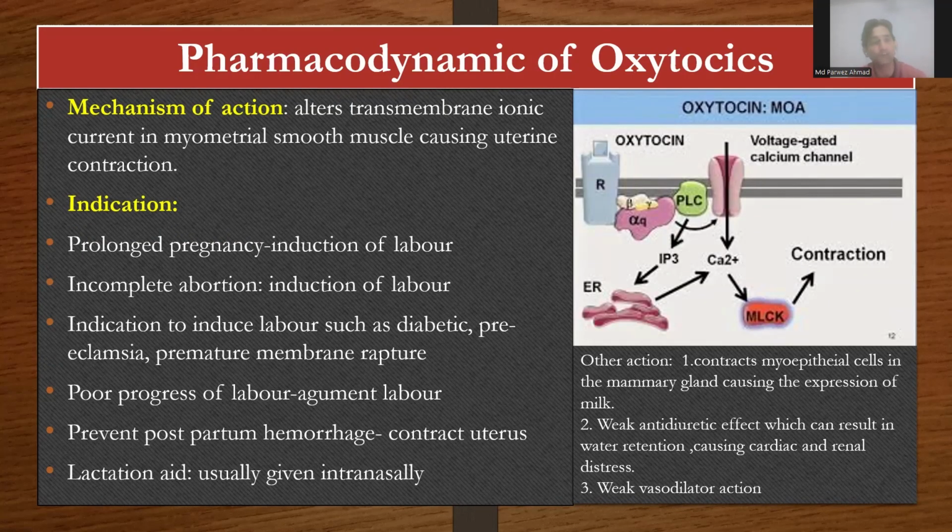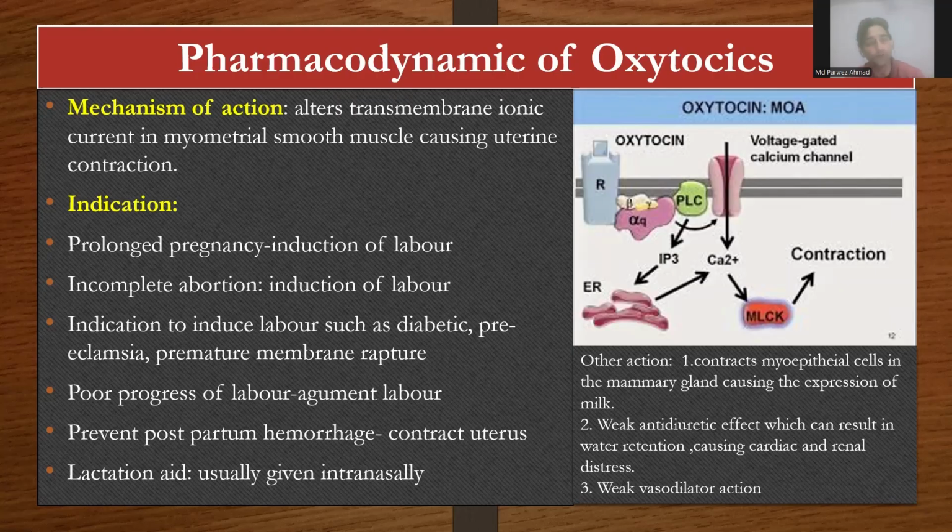Now, where do you prescribe this type of drug? That is, what are the therapeutic uses of oxytocin. First, we use it in case of prolonged pregnancy for the induction of labor. These are drugs which induce labor, and they produce rhythmic contraction. It provides full relaxation in between the contractions. That's why these drugs are preferred in case of induction of labor.